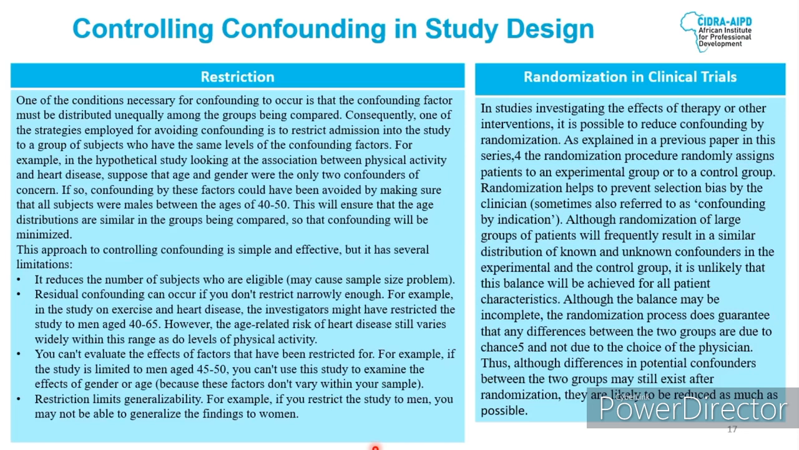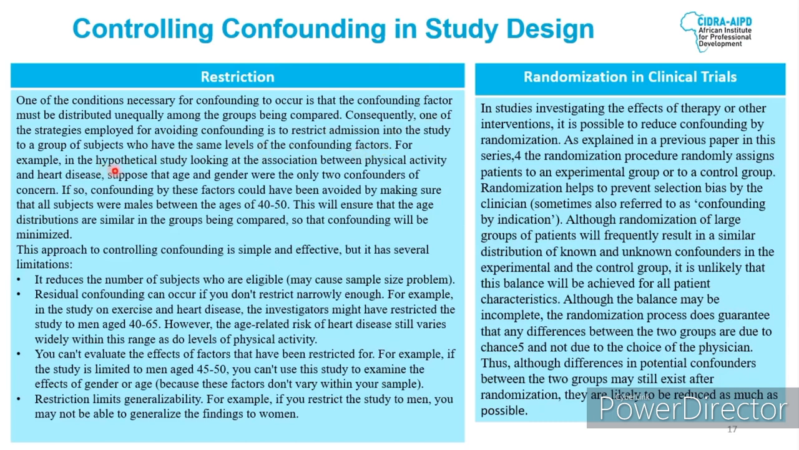First one is restriction. One of the conditions necessary for confounding to occur is that the confounding factor must be distributed unequally among the groups being compared. Consequently, one of the strategies employed for avoiding confounding is to restrict admission into the study to a group of subjects who have the same levels of the confounding factors. So if we restrict admission into the study, then confounding can be controlled to some extent.